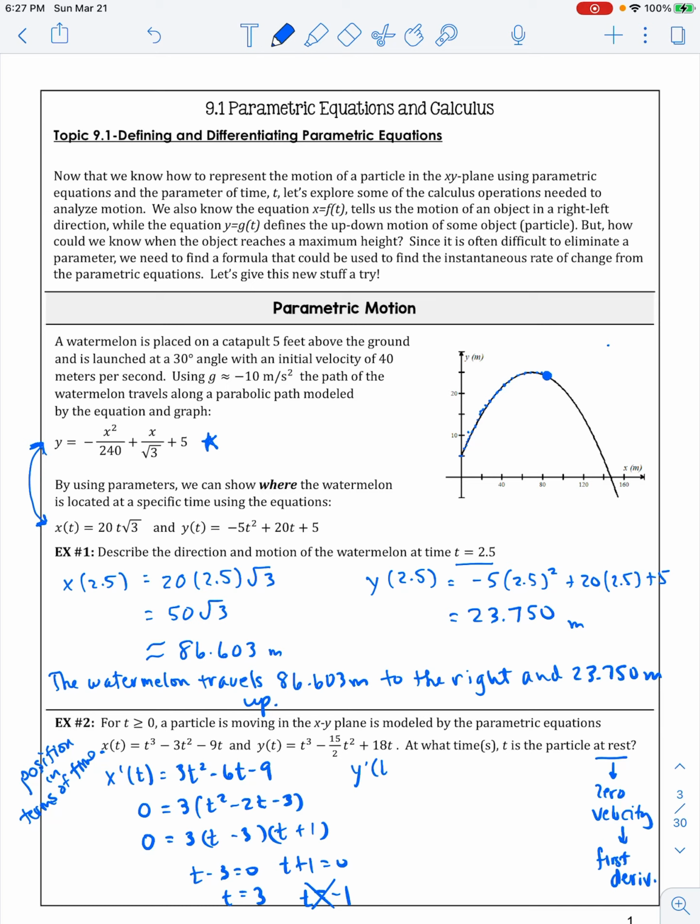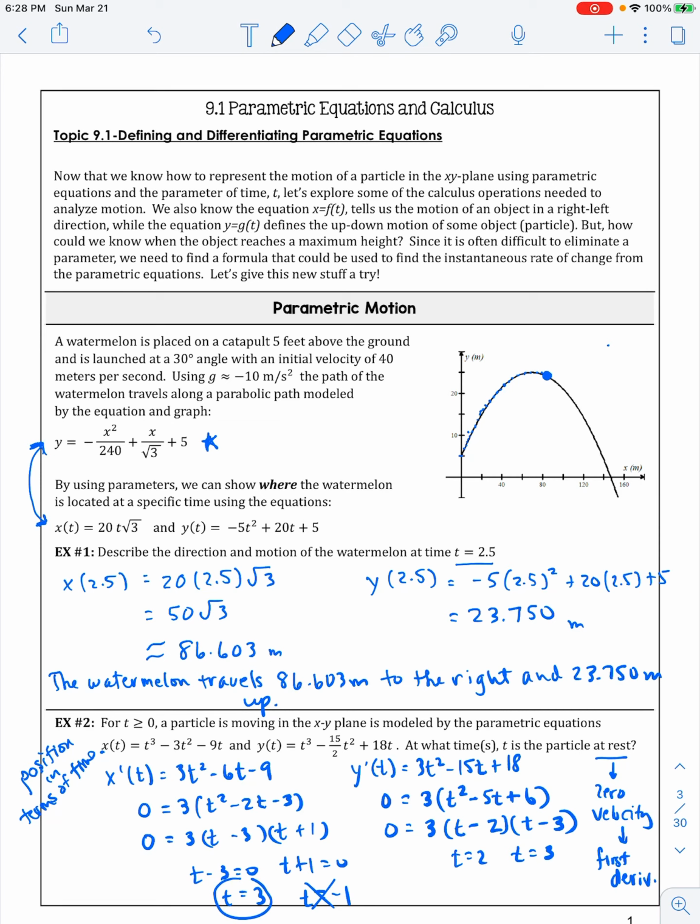And then my y prime of t is going to be 3t squared minus 15t plus 18. I'm going to set that equal to 0. I notice that there's a 3 in every term, so I factor that out. Now I'm going to factor my trinomial. Be careful because the last term is positive and the middle one is negative, so we need 2 negatives. So negative 2 and negative 3: if I multiply, I get positive 6, and if I add, I get negative 5. That gives me t equals 2 and t equals 3.